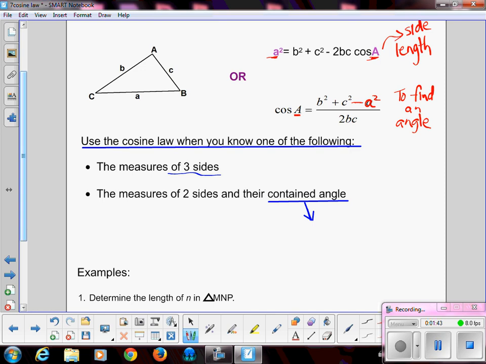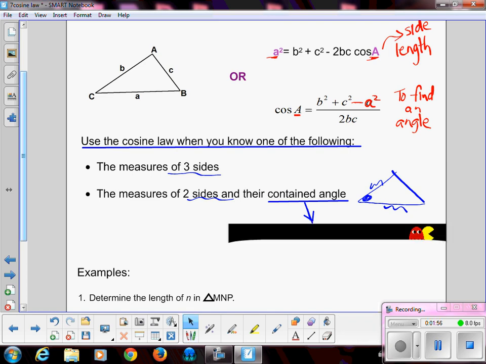The other way I could do it is if I know two sides and what they call their contained angle. It means if I know this side and this side, I would also need to know the angle that holds them together. You've seen this before as Pac-Man going along and eating. So I always think of cosine law as everything dealing with my hands: three sides with my fingers, or the Pac-Man situation. So let's look at some examples.